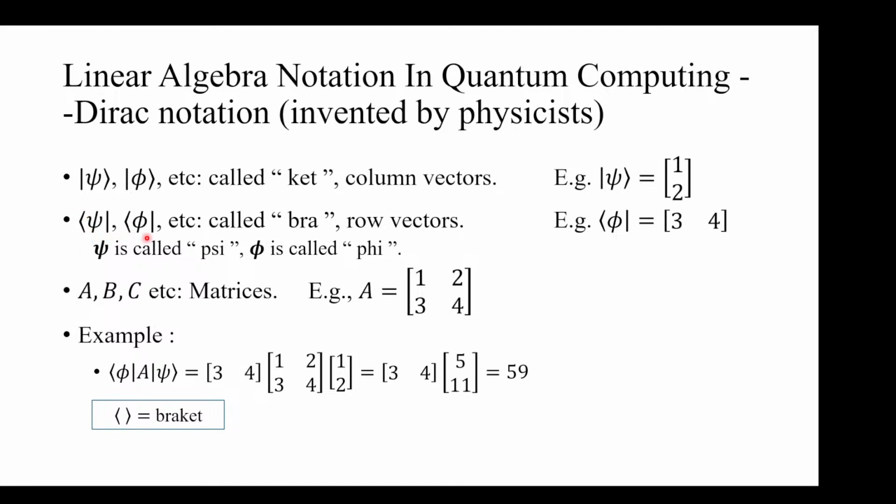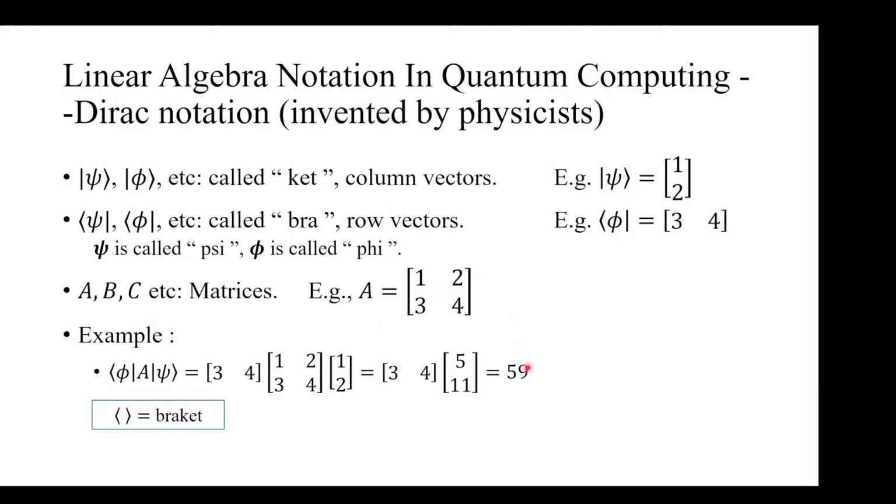Then we also have this bra notation, an angle and a straight line. So we have psi bra and phi bra here, and they are really just row vectors. For example, phi bra here is 3, 4, a two-dimensional row vector, and we will use capital letters for matrices. So we have A, B, C, etc. They're just matrices. So we have big A, a 2 by 2 matrix: 1, 2, 3, 4.